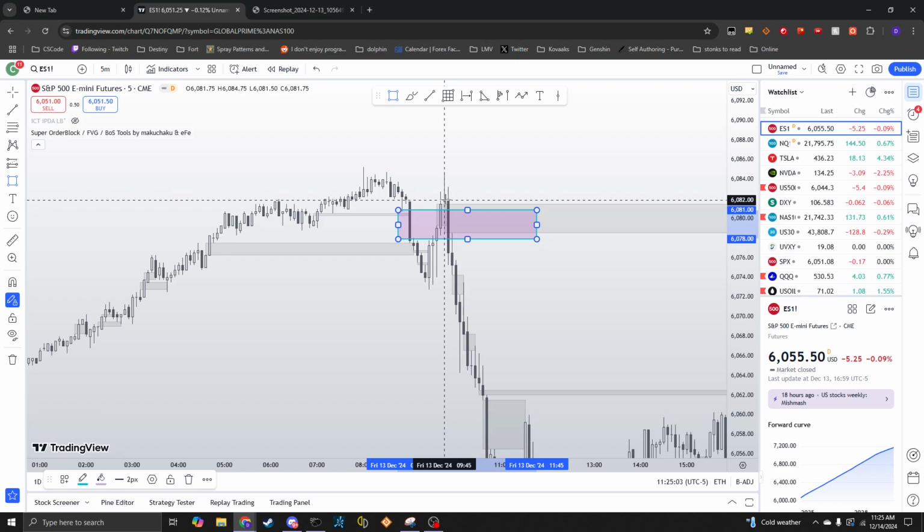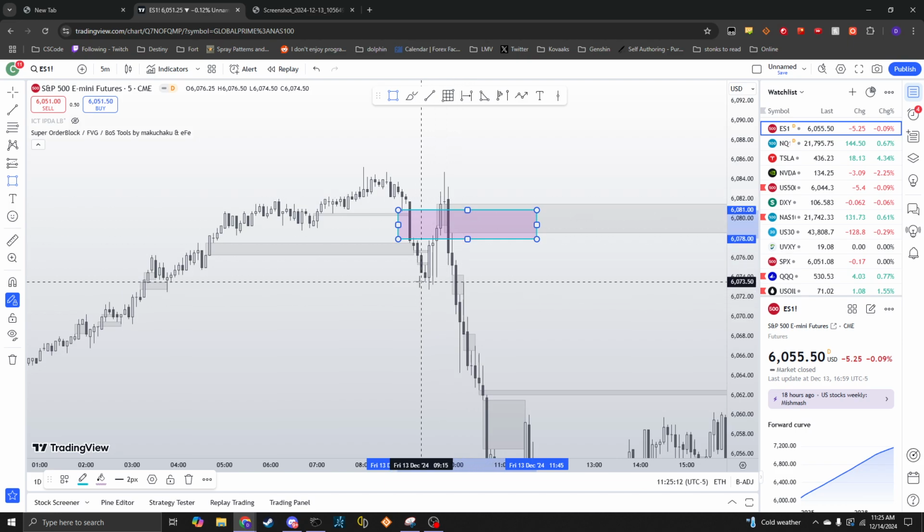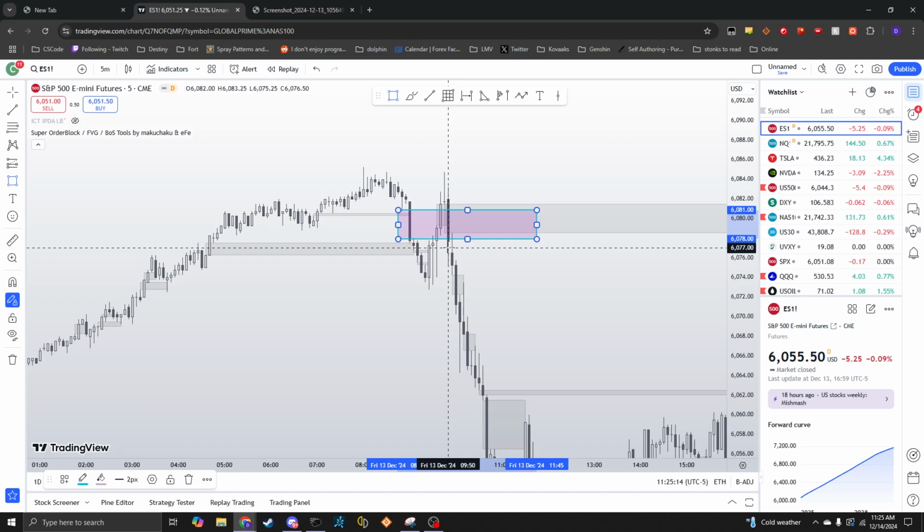But I saw that the candles were closing under the last one, the last three candles before it did the second. You know how it closed and rebalanced right there. Those three candles, I saw that they were closing under the previous imbalance.